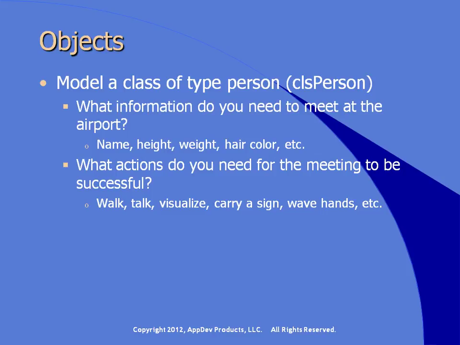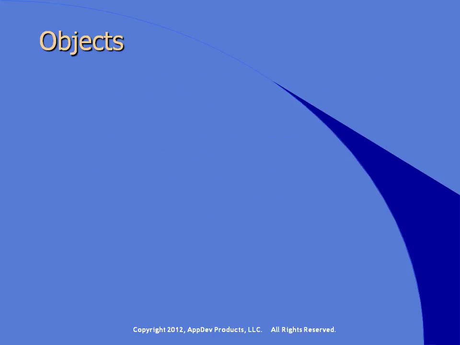So what we really are doing is we're describing nouns about the object, about what the class person looks like: name, weight, height, hair color, and so forth. And we're also trying to describe the verbs that the object is capable of. In other words, the actions: walking, talking, visualizing, carrying, waving a hand, and so forth.